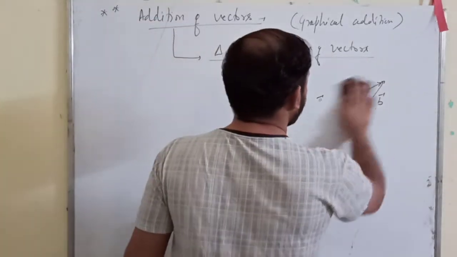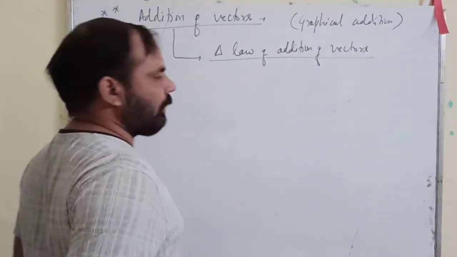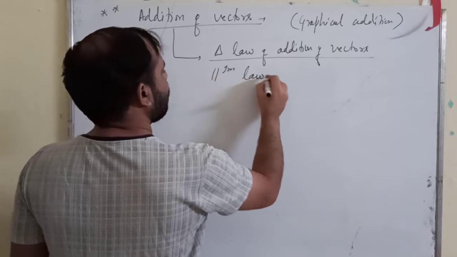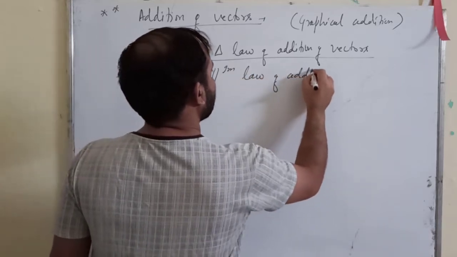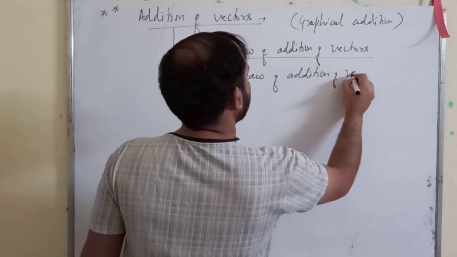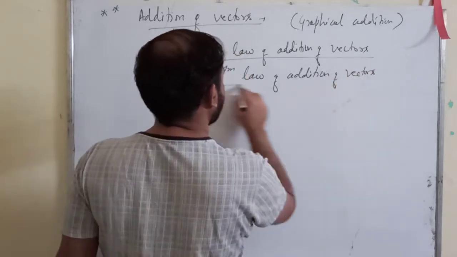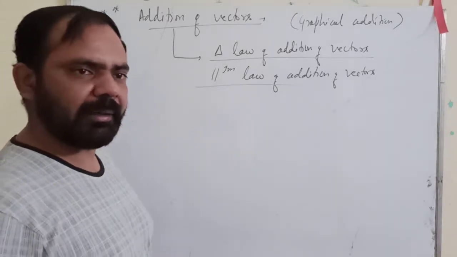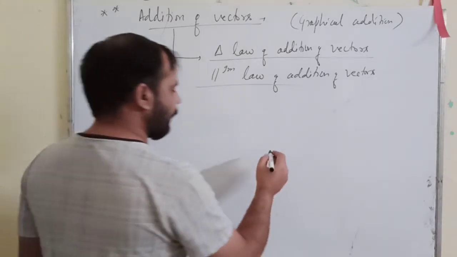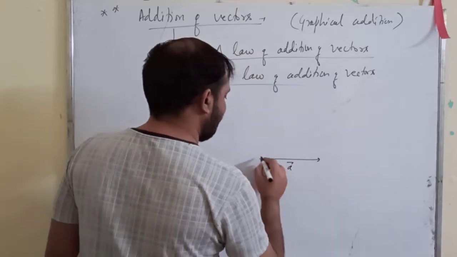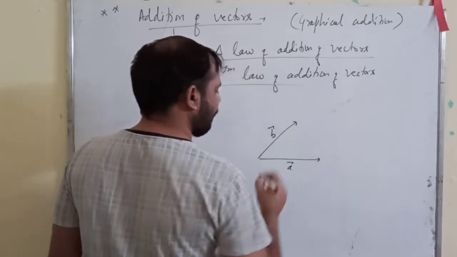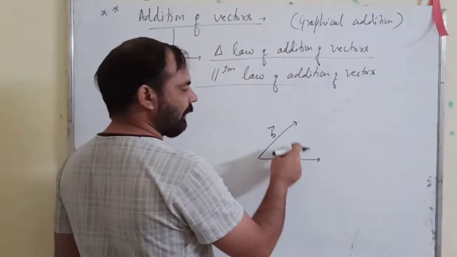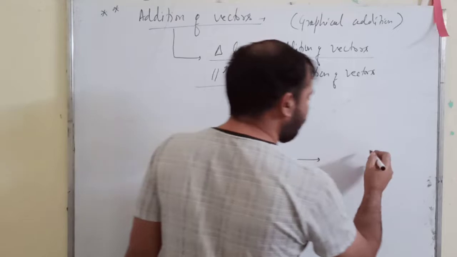Now, next one is the parallelogram law of addition of vectors. It is not always necessary that you get the vectors in such a way that the head of one vector is touching the tail of the other vector. It can be like this also. You have A vector and you have B vector. They have the same initial point. The head of one vector is not touching the tail of the other vector, or it can be like this.